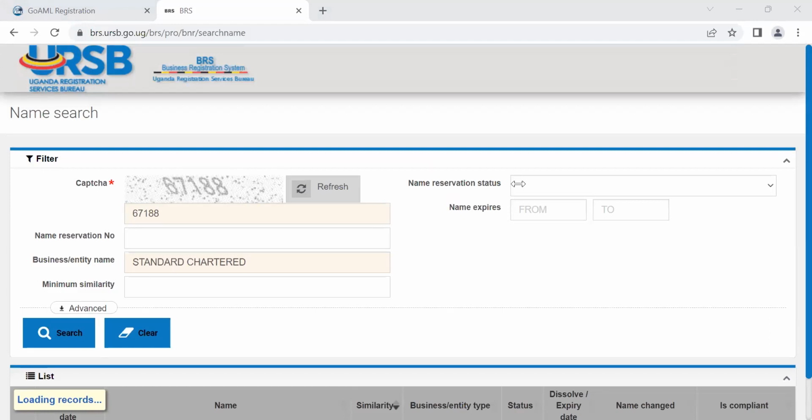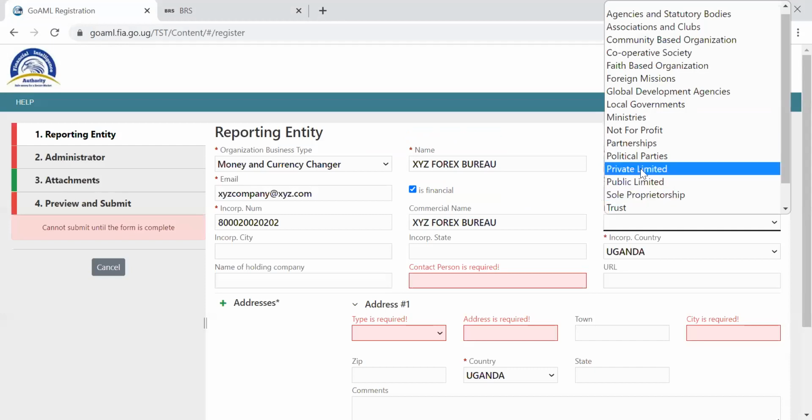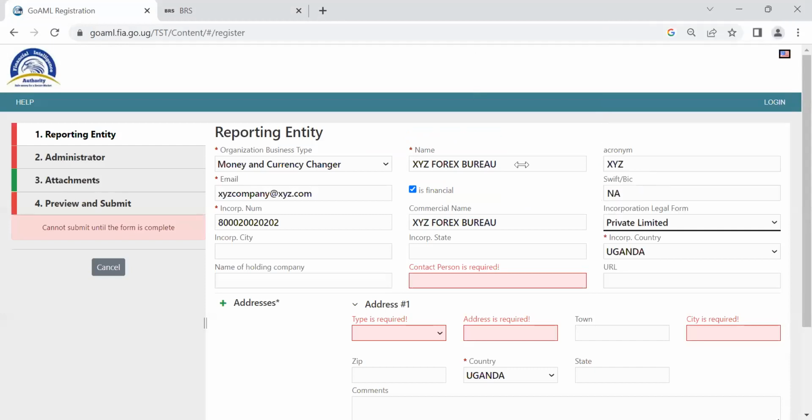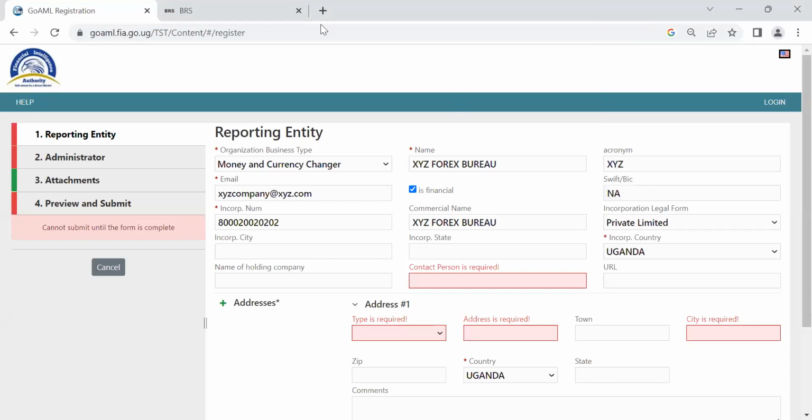What you put on Swift, just put NA. It's not applicable. It's a bit slow. Okay, we move. Incorporation legal form. Most are private limited companies. But if it's a sole proprietorship owned by one person, you can also indicate that.